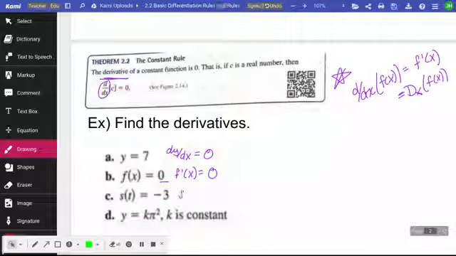S of t, you would write as s prime of t. And negative 3 is a constant, so that would be 0. So k is a constant and pi squared is a constant. So you actually have a constant times a constant, and this whole thing would then be a constant. Because remember, pi is a number. Pi squared then is a bigger number, and times k, it's still a number.